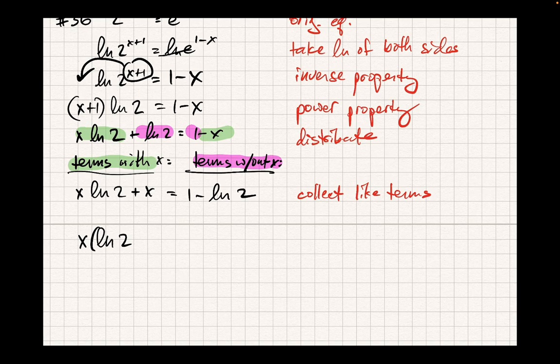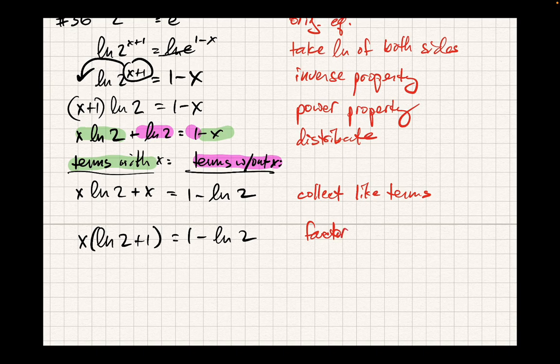Close parentheses. Parentheses plus x... this is x, plus 1. Yeah, plus 1. So if I undo this, I'll get x ln 2 plus x. I'll get it back if I distribute the x. Factoring is just the opposite direction from distributing. Right. And then this is still 1 minus ln 2.